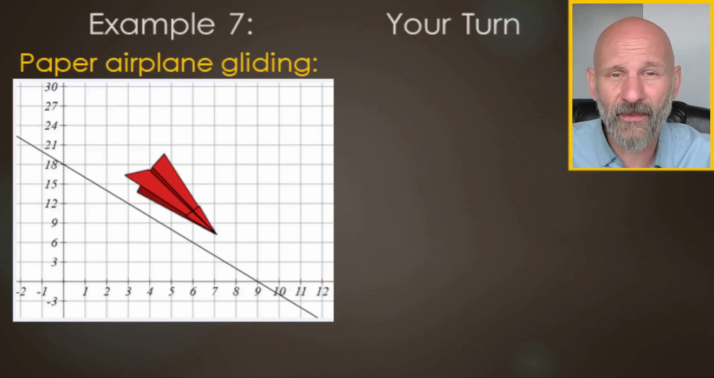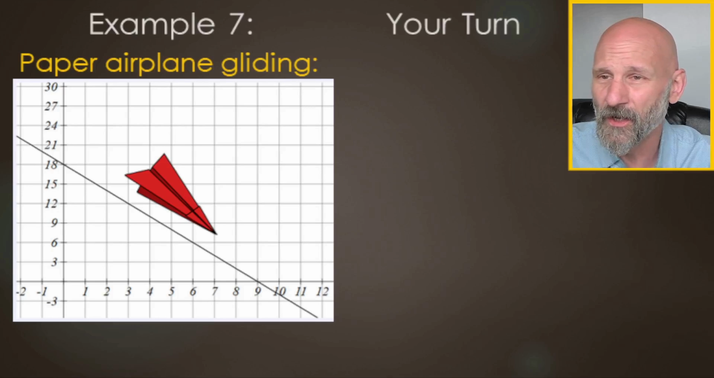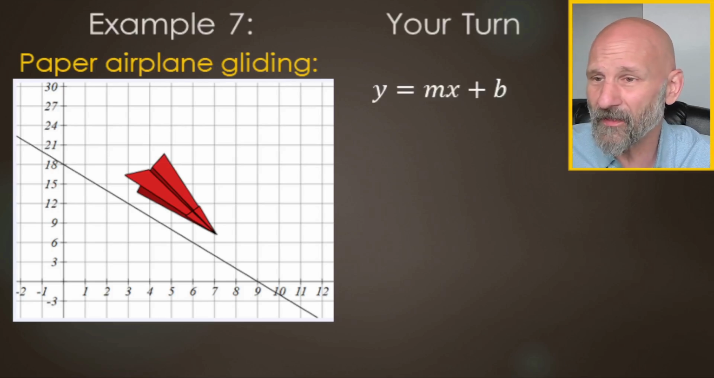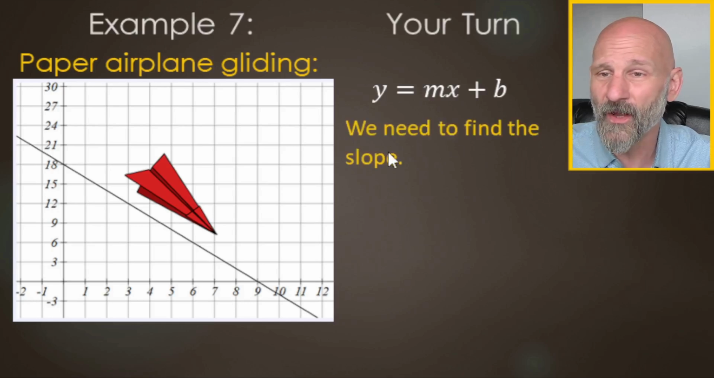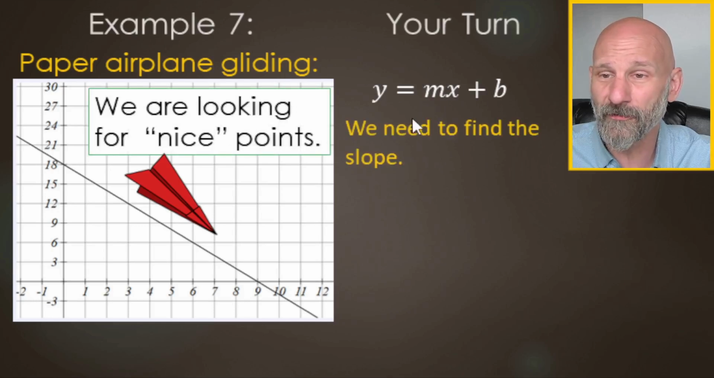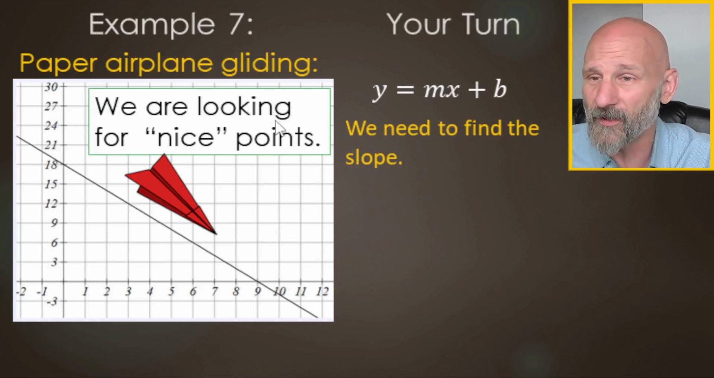Let's go ahead and have you try this one out on your own. Pause the video, then come on back and see how you did. We're going to write an equation of this line here. It is going to be a slope-intercept form. So remember, in order to use slope-intercept form, we do need to find the slope. It's one of the requirements there. So we're looking for nice points on this graph here.